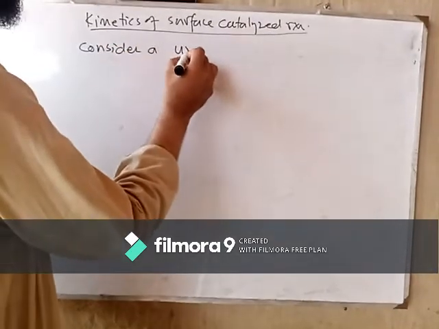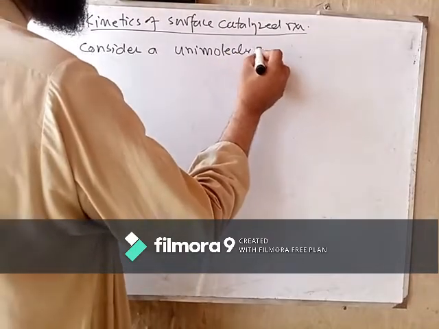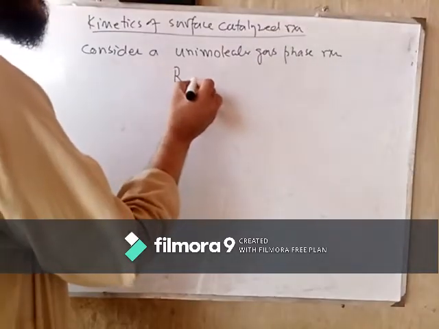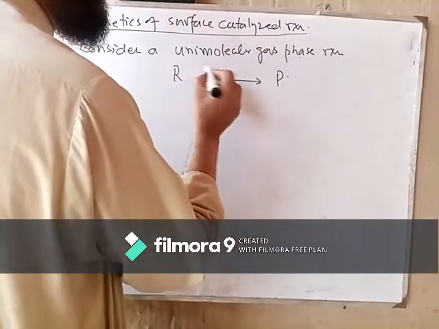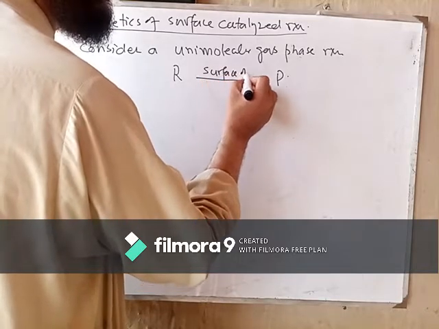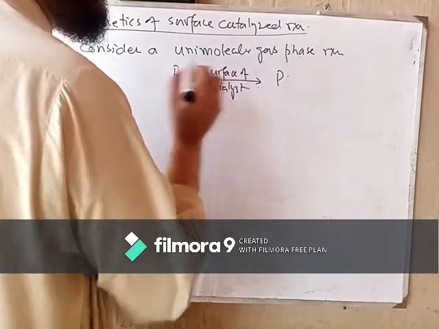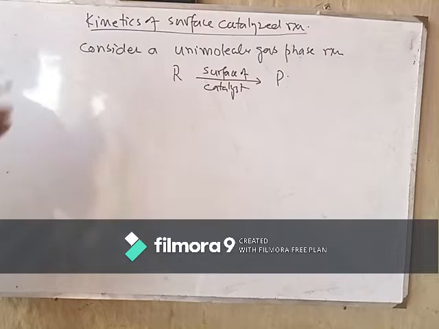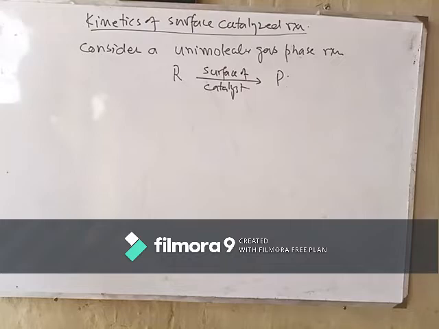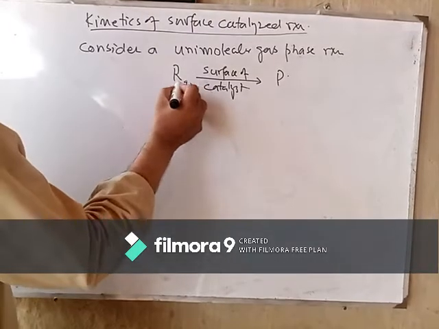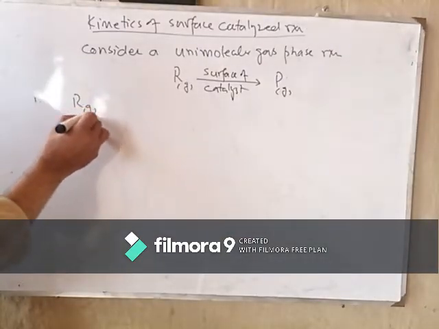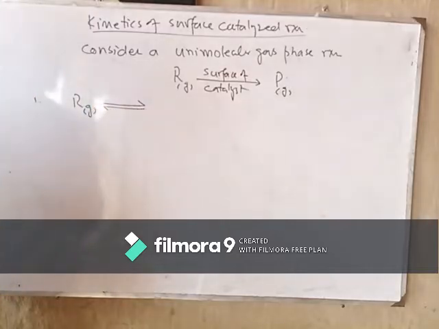Consider a simple unimolecular gas phase reaction. That is, reactant R goes to the product at the surface of the catalyst. As we studied in the last lecture, a surface catalyzed reaction can be broken down into 5 steps. The first step is the transport of the reactant to the surface of the catalyst. So in the first step, the reactant in the gas phase moves towards the surface of the catalyst.